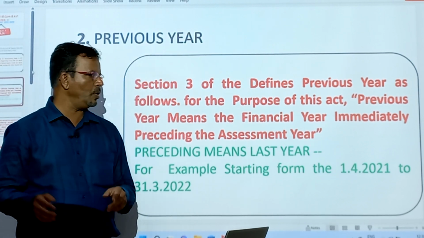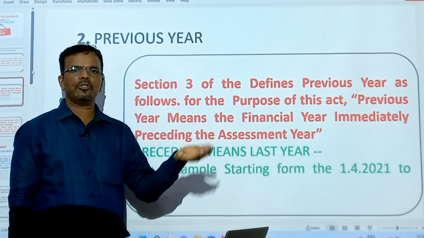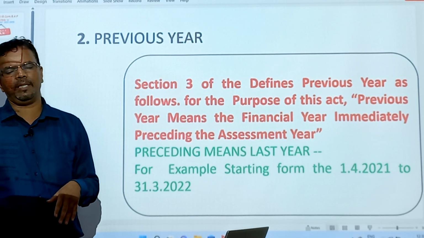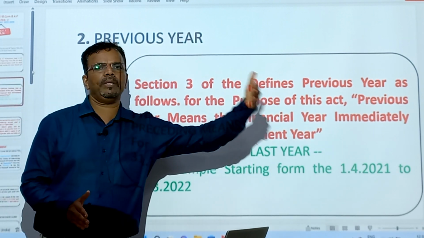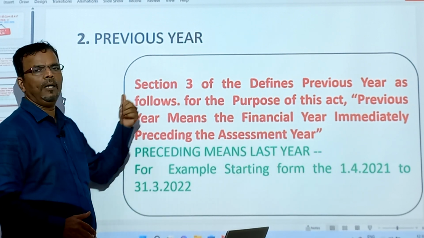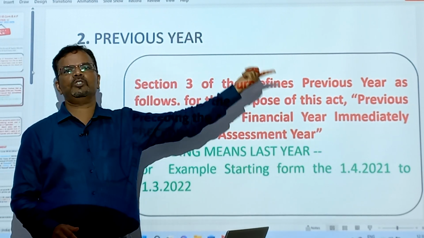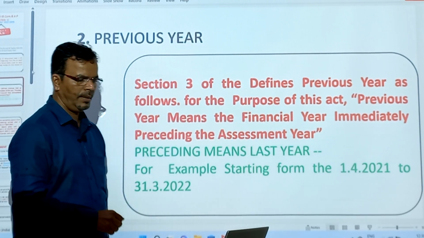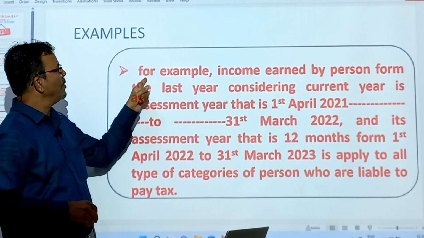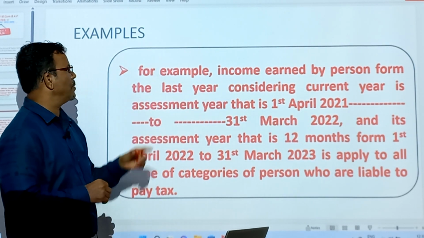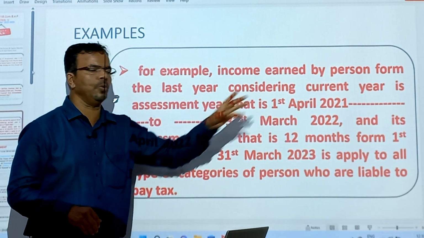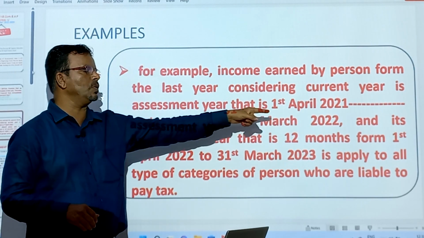For example, we know that the current year, that is the assessment year, is going on, April 2022 to 31st March 2023. Immediately we have to take the last year, and that is known as the previous year. So the previous year will be 1st April 2021 to 31st March 2022. This is our previous year. For example, see the example: income earned by a person in the last year, considering the current year as the assessment year, that is 1st April 2021 to 31st March 2022.